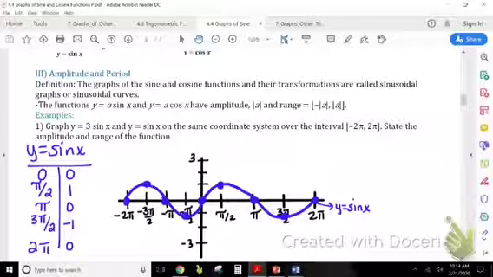And I use different colors to help identify which one's which, but you need to label it if you don't. And does that look like a sine curve? Okay. So we probably did it right.